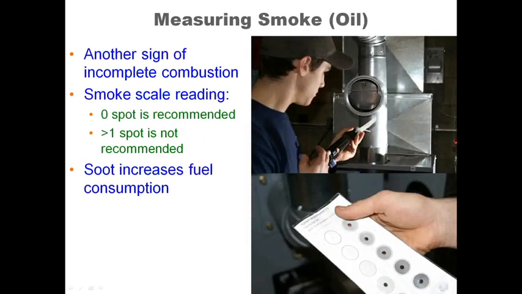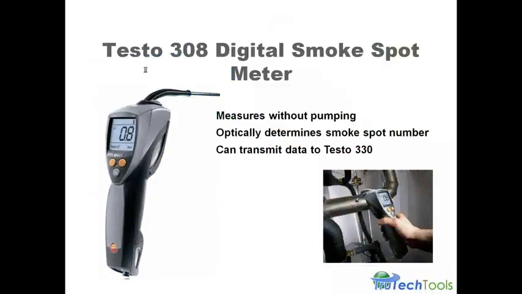Smoke test, another sign of incomplete combustion, especially on oil, is smoke. So a 0 smoke spot is recommended. Greater than 1 is not recommended. In smoke spots, it's a visual comparison, though they do have digital meters that'll do that, which make it a lot easier, and it'll give you smoke spots to the tenth.